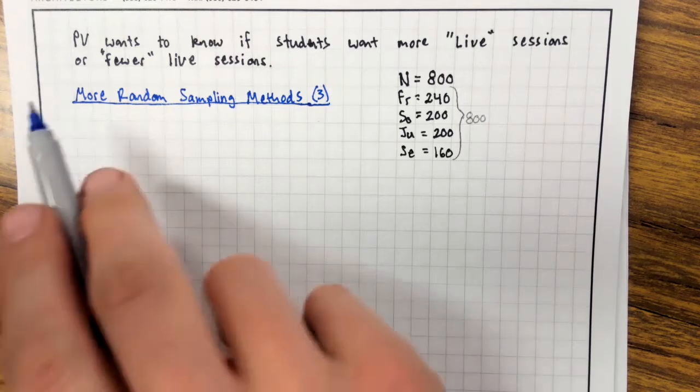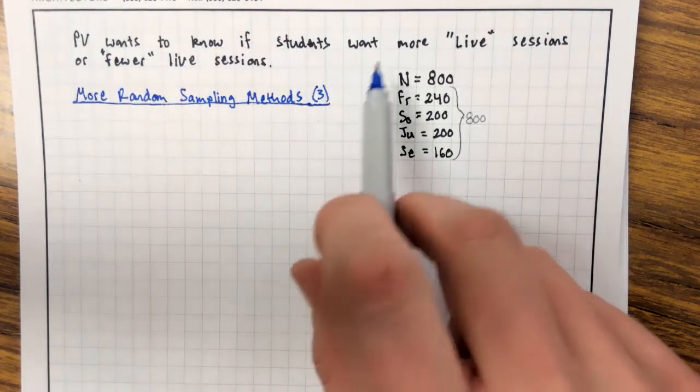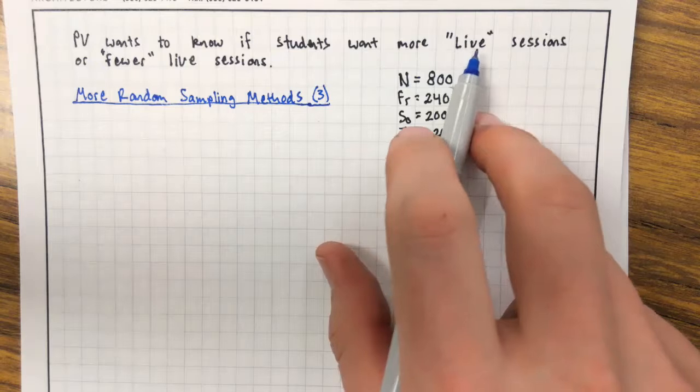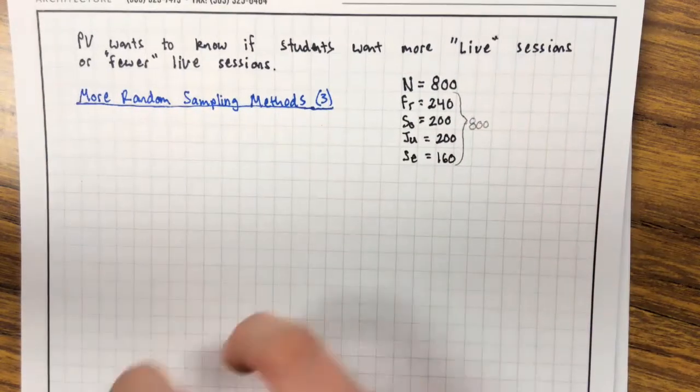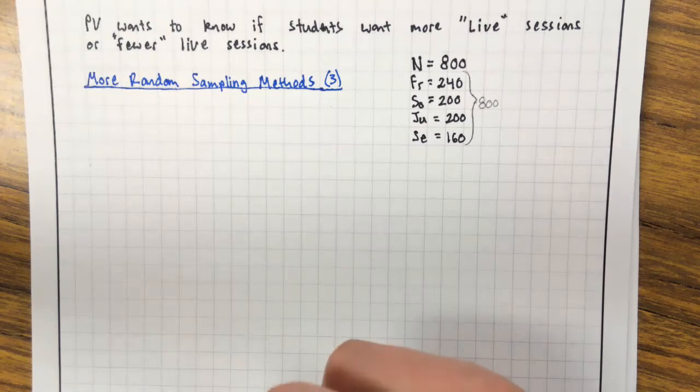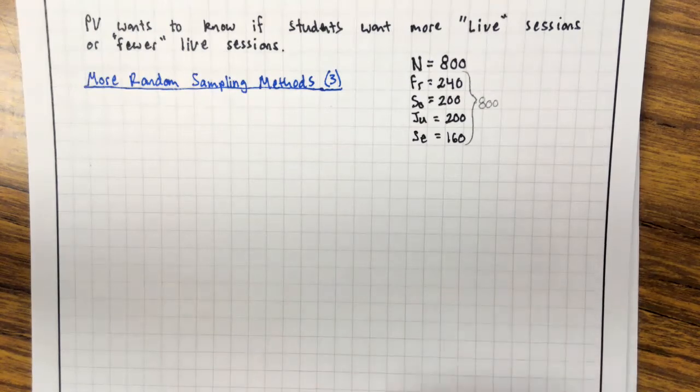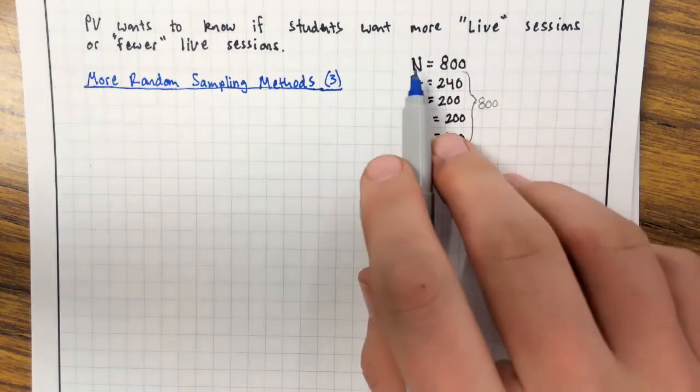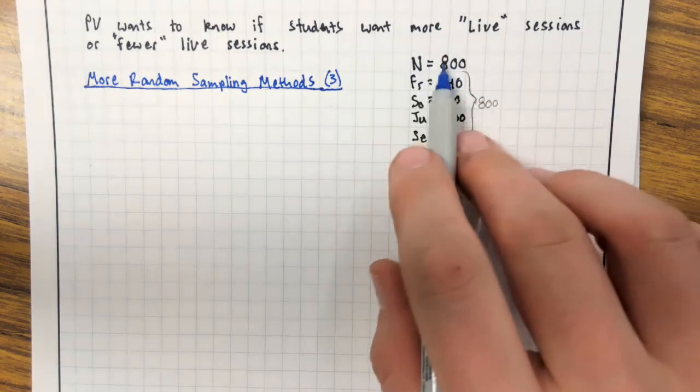So here's our situation. Edge Vista wants to know if students want more live Zoom sessions or fewer live sessions. Some students find it pretty helpful to have a live teacher with them. Others think it's a waste of time. Why not just post videos and I work at my own pace? So just for simplicity, we're going to assume the population at PV is 800 students.